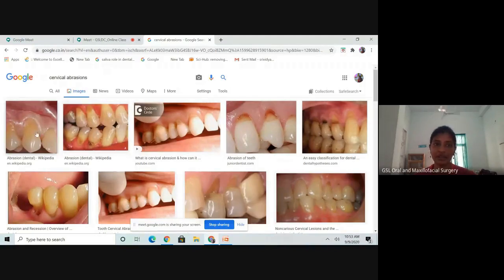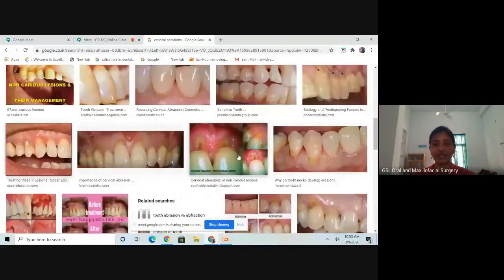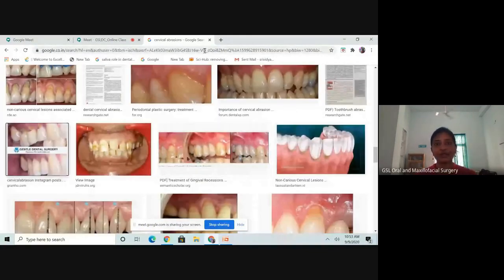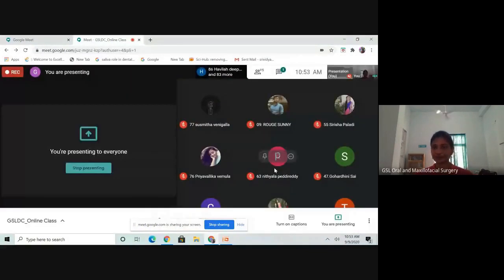So this is how our cervical lesions will look. This is the erosion, this is the cervical abrasion, and this condition is cervical abfraction. So these are all the main causes for the etiology, and in some cases attrition on the occlusal aspect also will cause sensitivity for the patient. So the main etiological factors are all these.